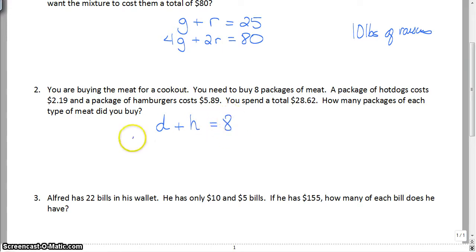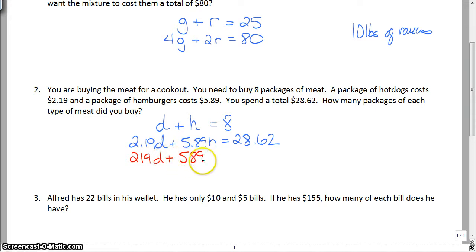And then we have $2.19 for dogs plus $5.89 for hamburger, and that's equal to $28.62. Now here's a little trick. Since this second equation is all dealing with money in terms of dollars and cents, to make it easier to solve algebraically, if you want, you can rewrite this as 219D plus 589H is equal to 2862.